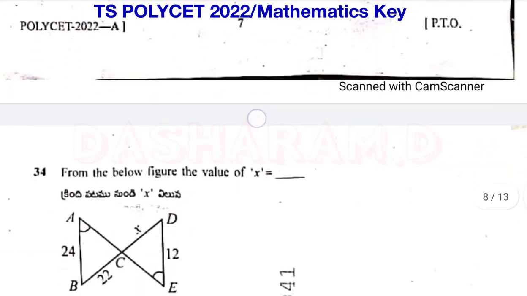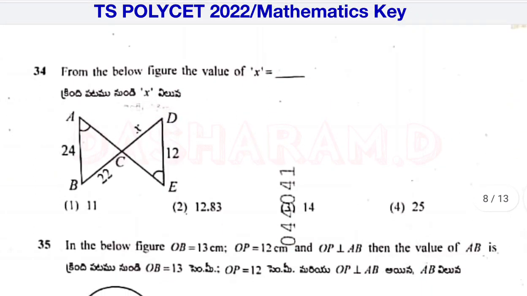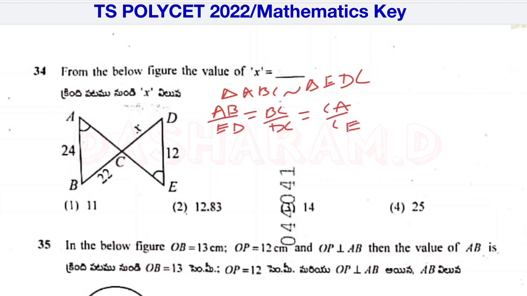Next, question number 34. From the below figure, the value of x. Triangle ABC is similar to triangle EDC. Now the ratios. AB is 24 and ED is 12. BC is 22 and CD is x.